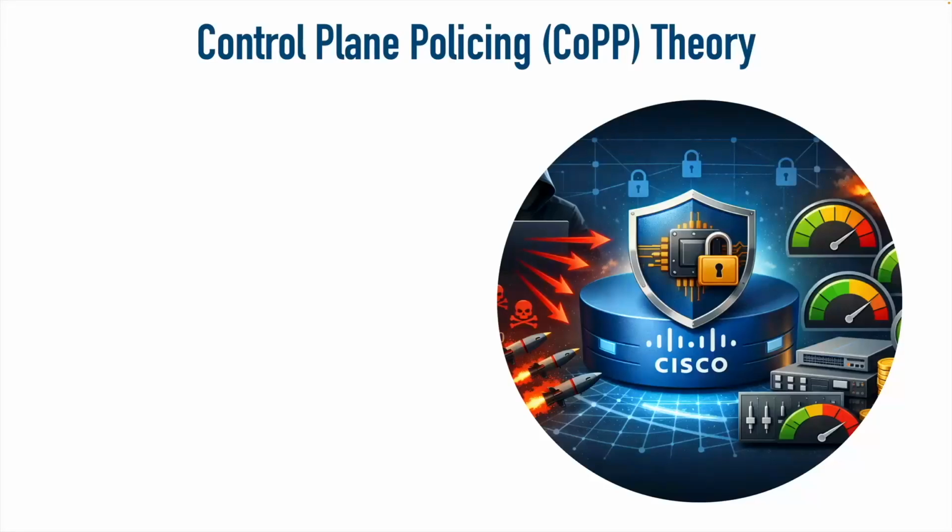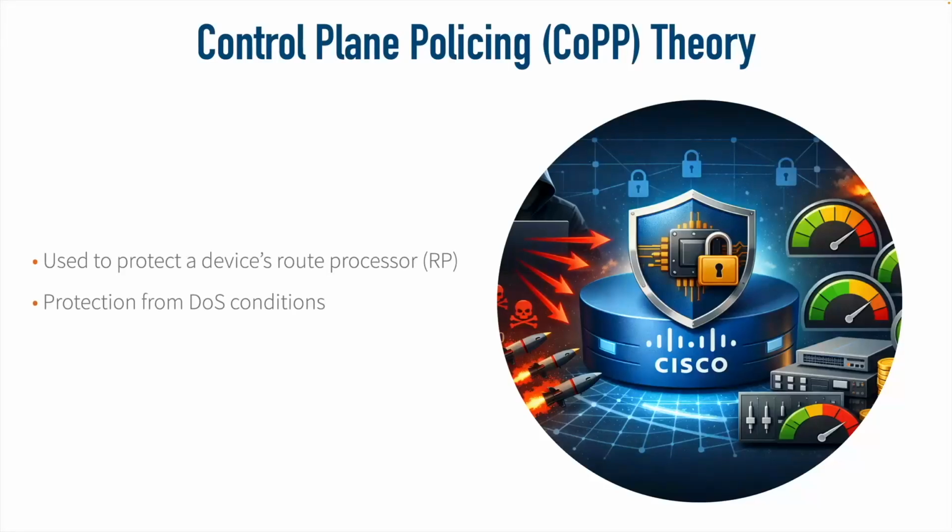In this video, let's consider a feature called Control Plane Policing, or CoPP for short. Its purpose in life is to protect our router's processor. Let's say that a bad actor were trying to do a denial of service attack on the router's processor. Well, that traffic that they're flooding into the router is going to be processed by the router's control plane.